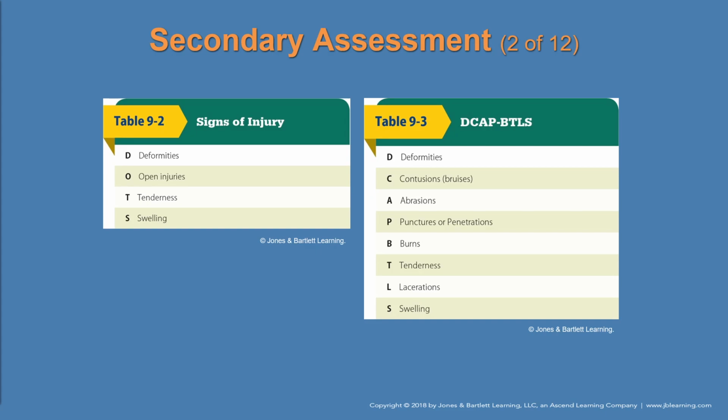I can say that he appears to have a laceration on his arm, right? I don't have to say he's positive for DCAP-BTLS. But some people find it beneficial to have a mnemonic like this to give them a list of things to look for. But ultimately, what you're looking for is anything that is not normal for the patient.